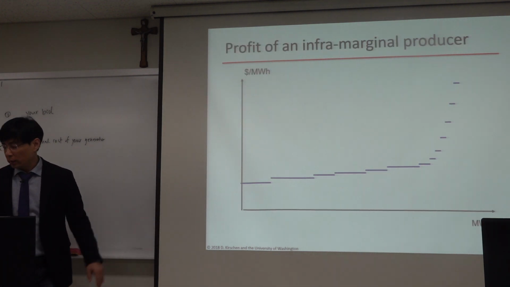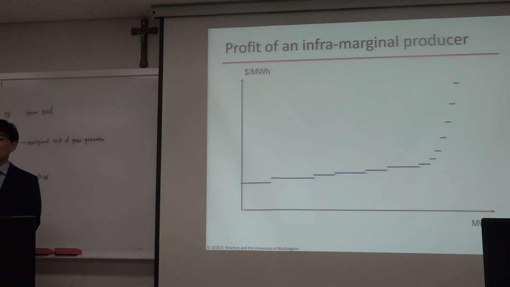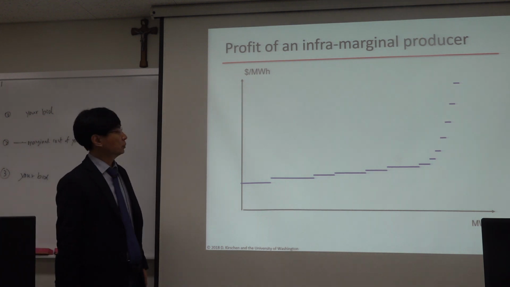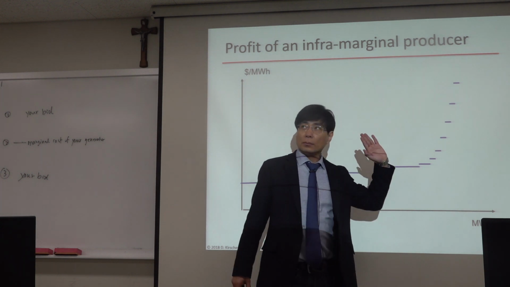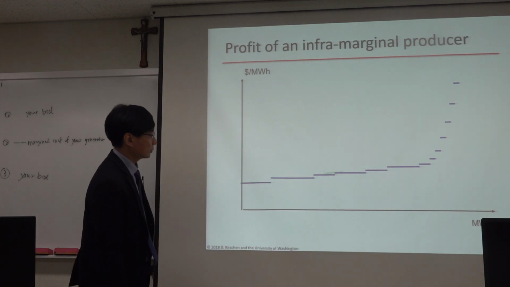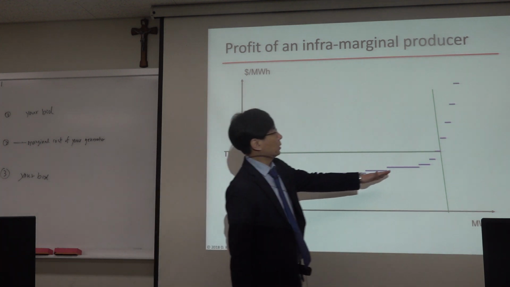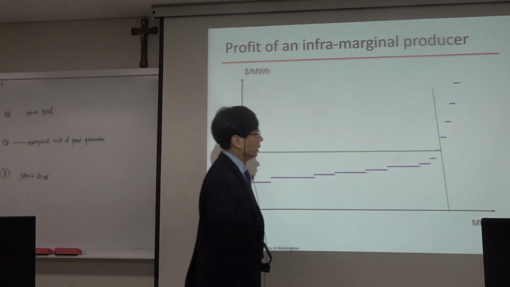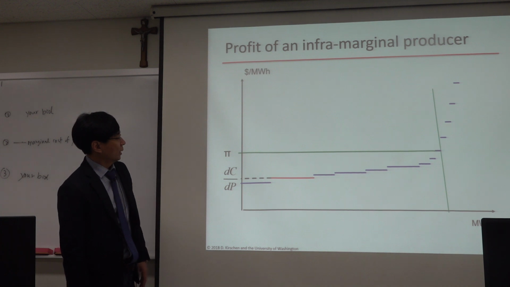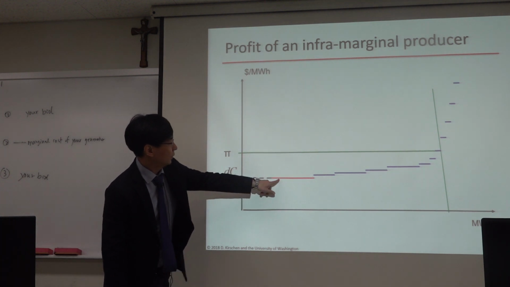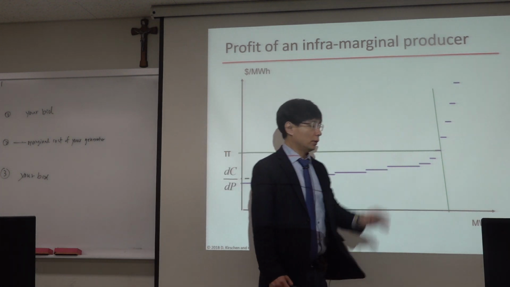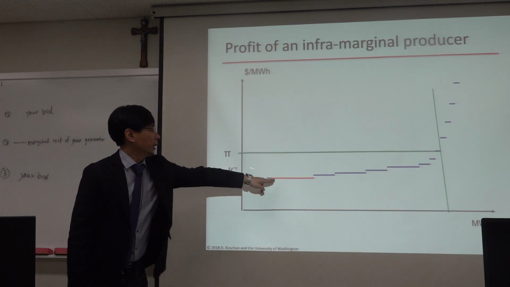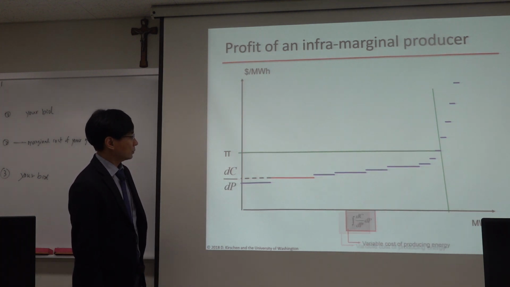So we already talked about it, but let's see the animation. Profit of an inframarginal producer. This is the bid sorted in increasing order. And so supply curve and demand curve. This is the market price. For this, we suppose that we have 12 companies. So an inframarginal producer.